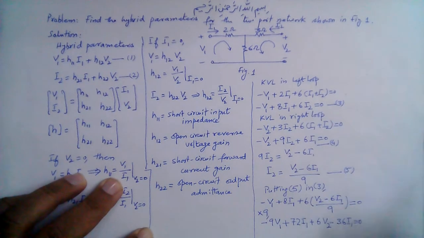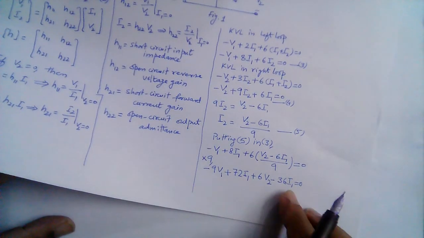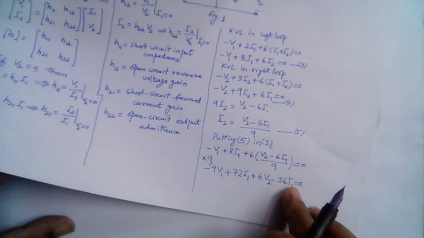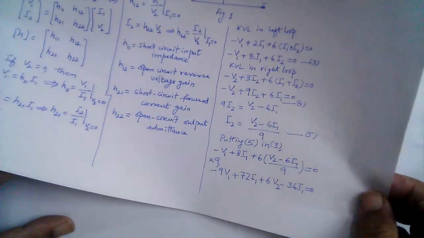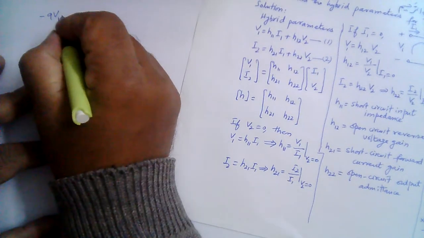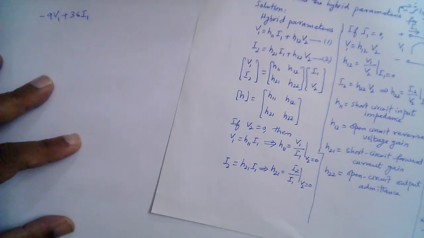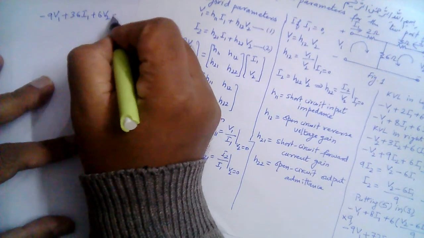We can now further simplify this. So this is minus 9V1, and this is 72I1 minus 36I1. So 72 minus 36 gives us plus 36, so plus 36I1, and we have plus 6V2 is equal to 0.